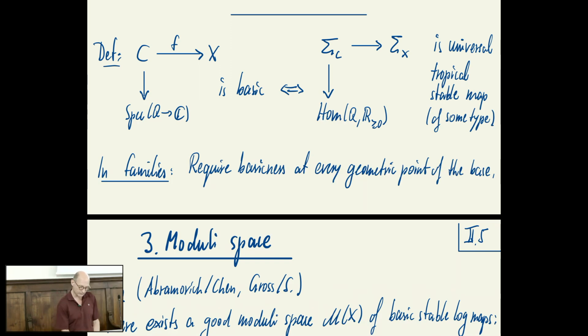So you would have some family of curves over some logarithmic base. You still require log smooth and all the other things I said, integrality, and so on. Reduced connected geometric fibers. And then you ask them to be basic at each geometric point. Okay, and of course you have to prove it's an open condition, but that's true.